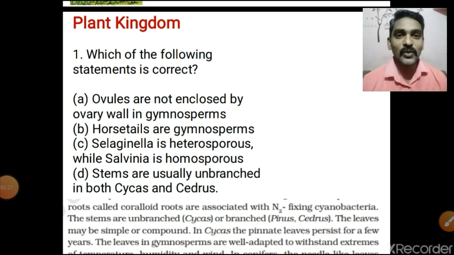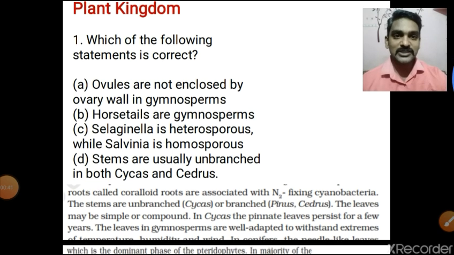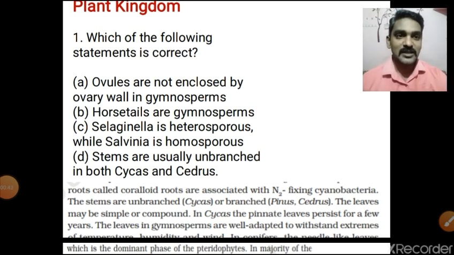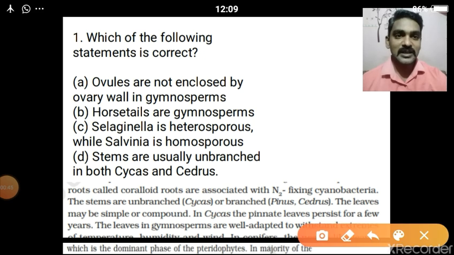Okay, they have given the four options. Let's go from the last. Now we can see option D. Stems are usually unbranched in both Cycas and Cedrus. So this was the statement given in D. This question is directly asked from the NCERT textbook. You can see here they have given it clearly in the textbook.